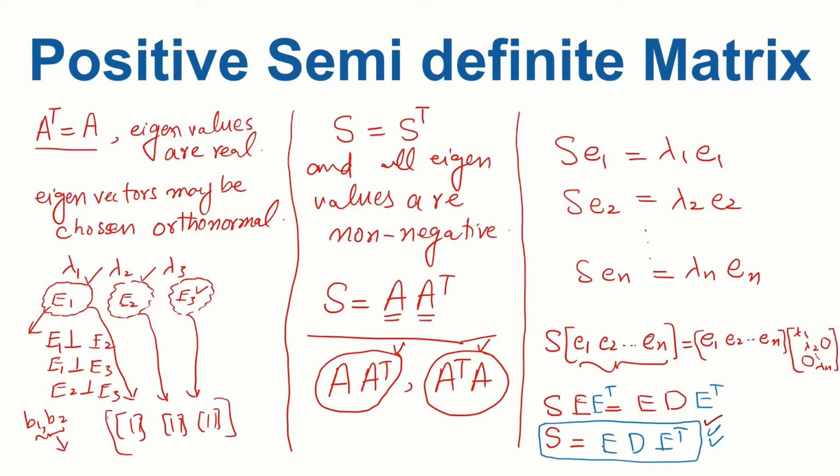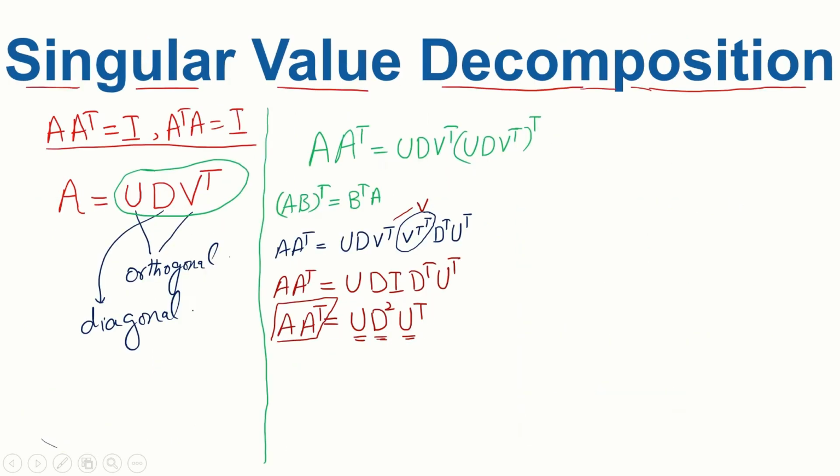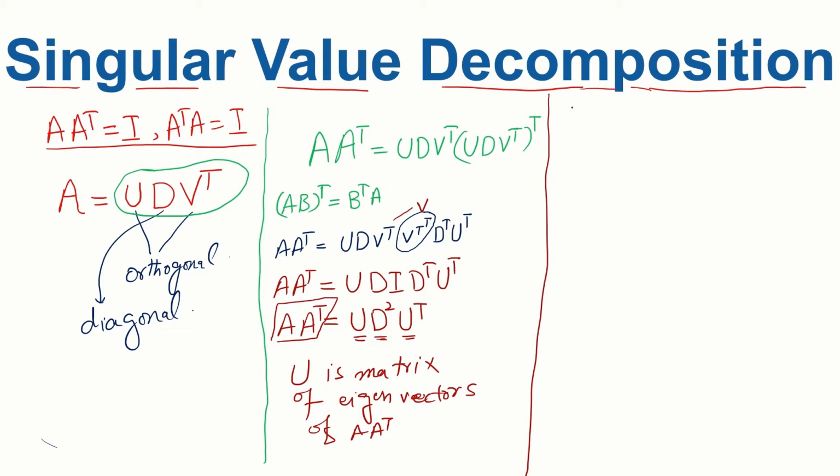If S is positive semi-definite, then this matrix is just the eigenvectors of S, and these are the eigenvalues of S. So from here we can see U is the matrix of eigenvectors of A transpose A, and D square is the matrix of eigenvalues of A transpose A. So we have found U, we have found D square at least.